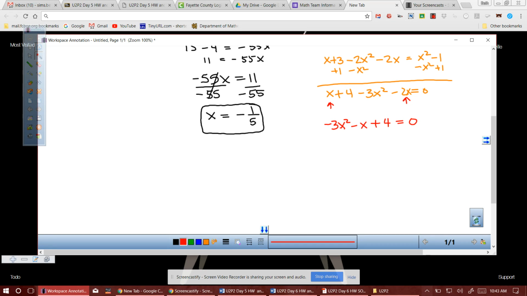Now, I could factor, but we don't really ever want to factor with a negative right here. So what I'm going to do is I'm just going to multiply through by a negative 1. Basically, I'm just going to change all the signs. So that becomes positive 3x squared. That becomes positive x, and that becomes minus 4 equals 0.